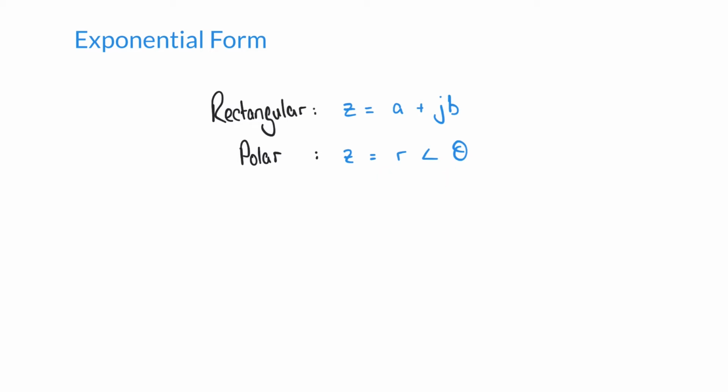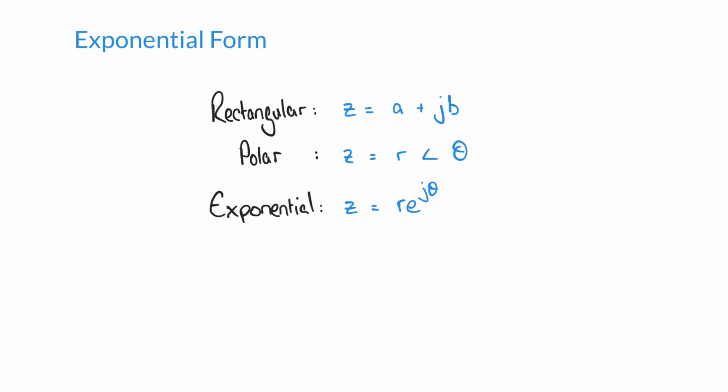But there's a third way to represent complex numbers that we've not touched on so much, and that is exponential form. Exponential form looks like this. Here we see that we still have our modulus r, but it's multiplied by e to the power of j theta. We can think of exponential form as almost being a hybrid between rectangular and polar form, because exponential form still uses the modulus r and the angle theta that we saw in polar form, but it also uses this imaginary term j that we saw in rectangular form.